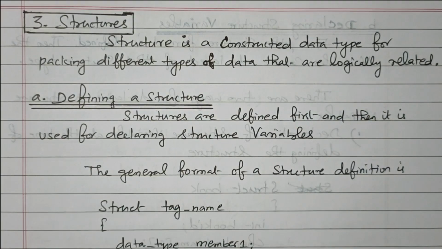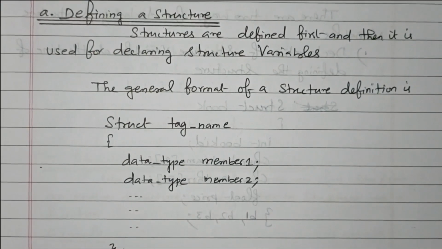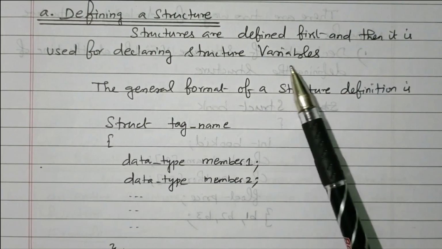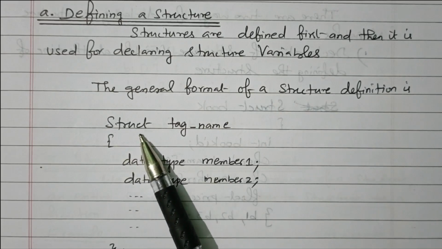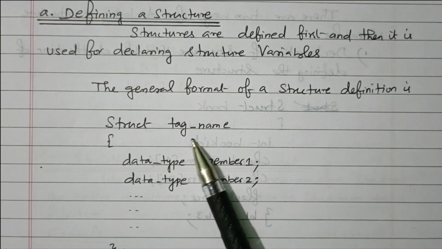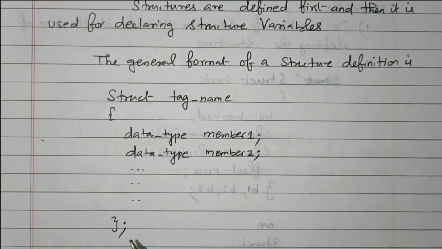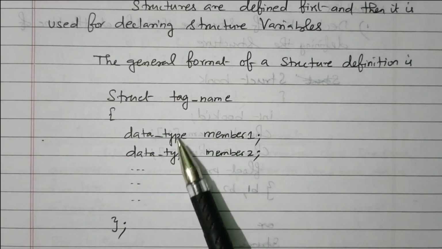Now we'll see defining the structure. What is the definition of the structure? Structures are defined first and then used for declaring the structure variable. The general format of the structure is struct. This is the keyword for a structure. Then the tag name is given. Then different data types are given. Open the brace, close the brace, and then a semicolon. Right? So this is the definition of the structure: keyword, structure name, different data types.